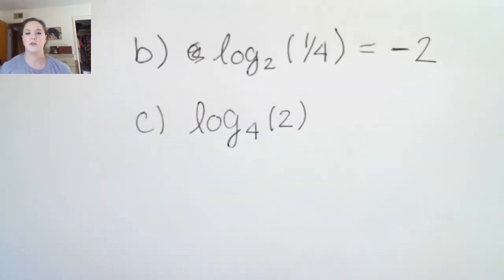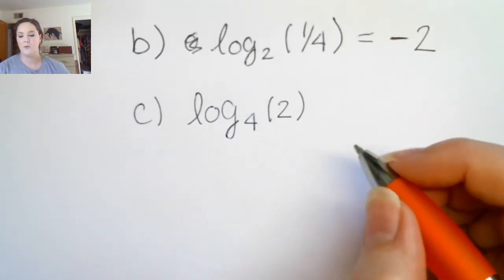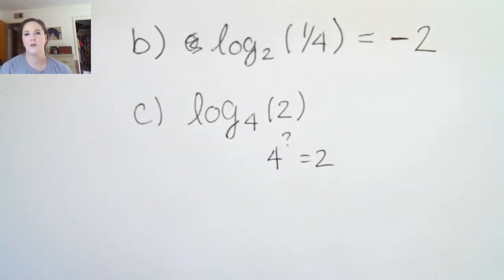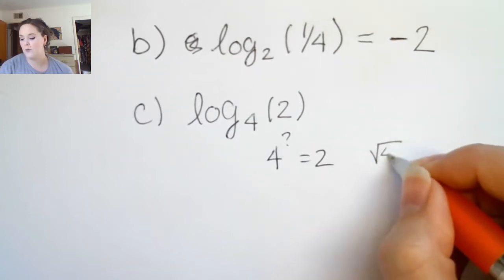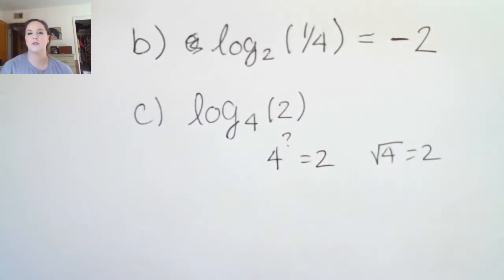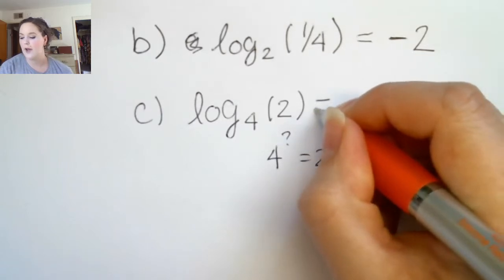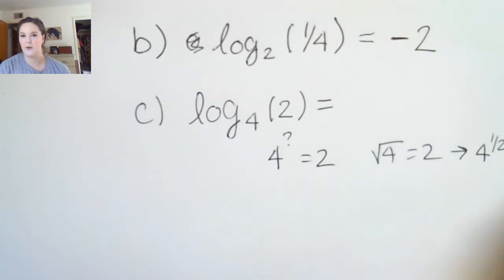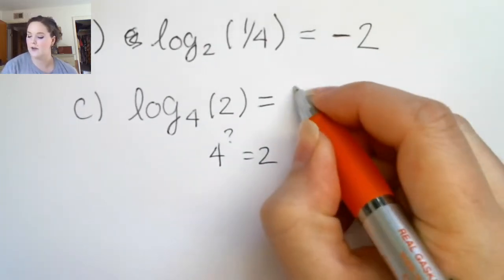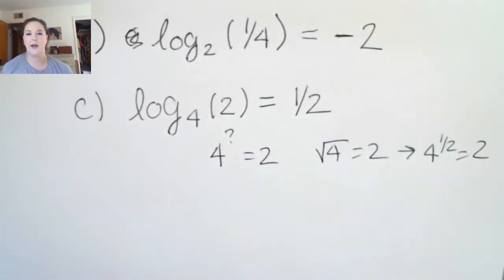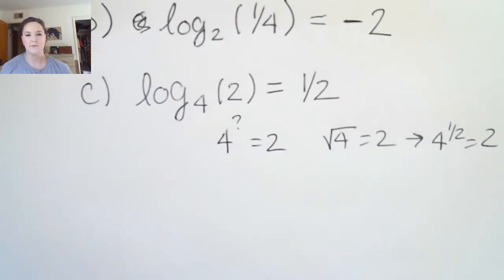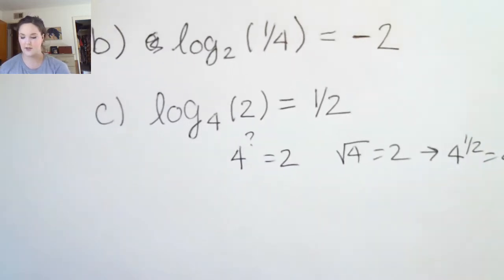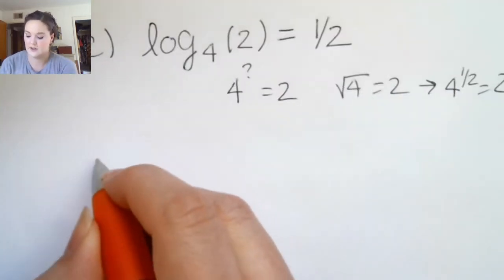Okay, where the base is larger than the answer, right? So remember, I'm asking what exponent of 4 is 2? Okay, well, remember, root 4 is 2. So what exponent is the same as square root? Well, the 1/2 power is the same as the square root. Okay, so for that reason, I know that this answer is going to be 1/2. Okay, so let's look at something a little bit more complicated.